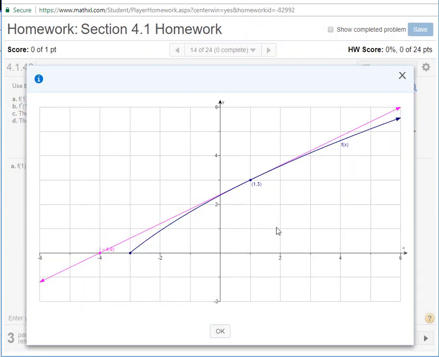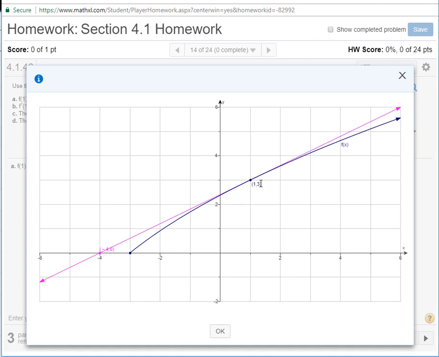f of 1 is probably the easiest thing to find here. Keep in mind that the function is this blue part here, and this light pink line here is the tangent line. Okay, so f of 1, just go to 1, and we see that the point (1, 3) is on that graph, so f of 1 is equal to 3.